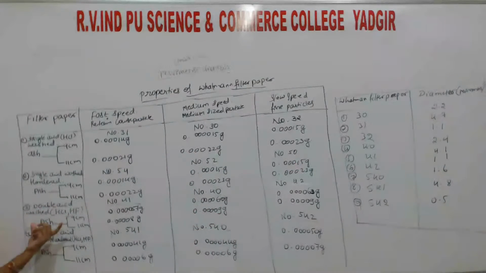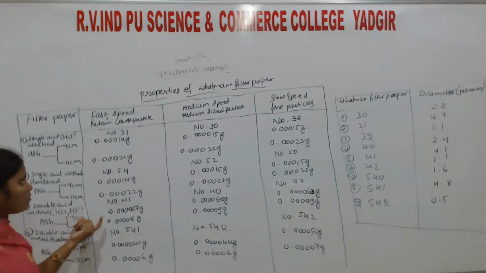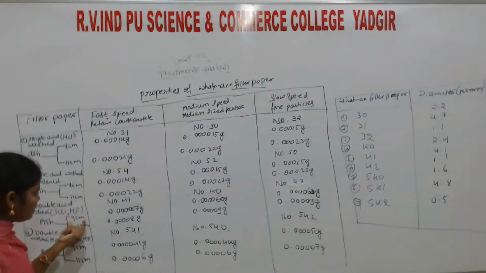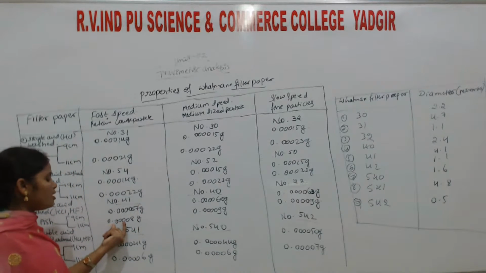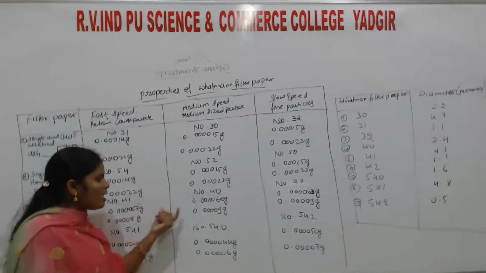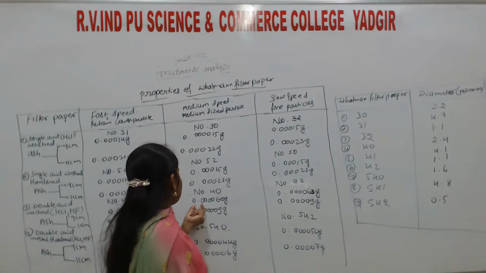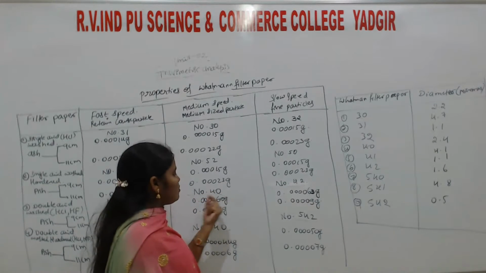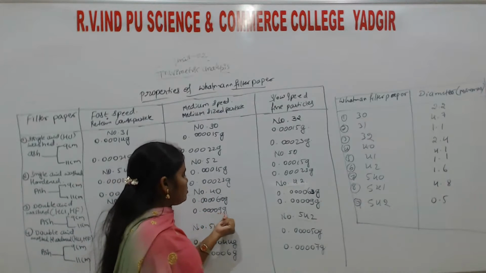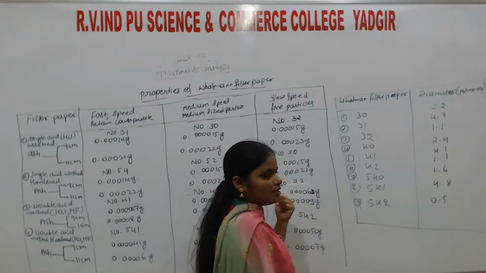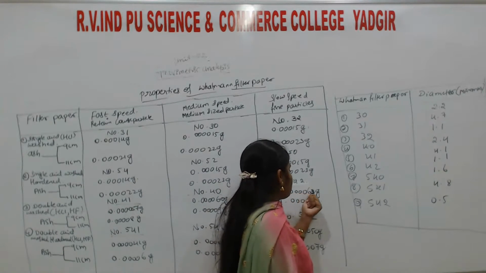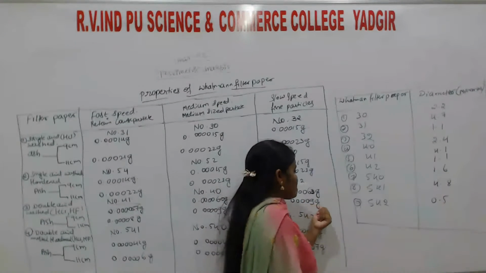And here the double washed acid uses HCl and HF, that is hydrochloric acid and hydrofluoric acid. The ash present in 9 centimeter and 11 centimeter diameter Whatman filter paper: in 9 centimeter 0.00057 gram, and in 11 centimeter 0.00008 gram. Filter paper number 40: 0.00060 gram and 0.00009 gram. In filter paper number 42, the ash weight present is 0.00060 gram and 0.00009 gram.